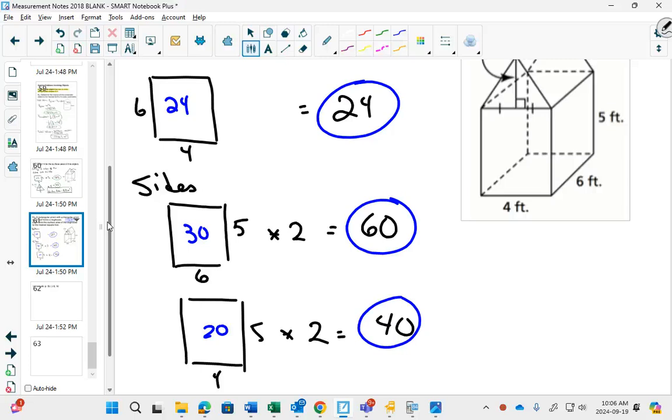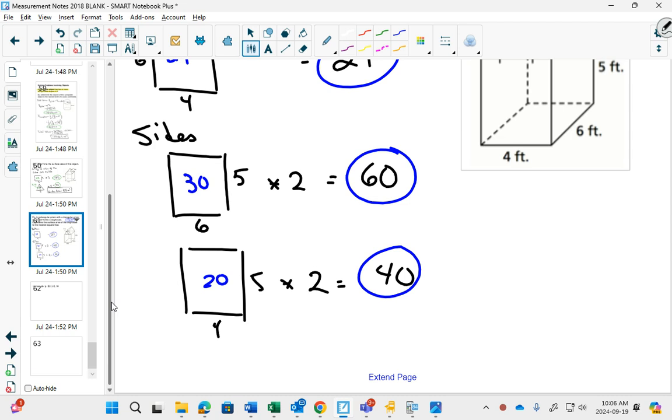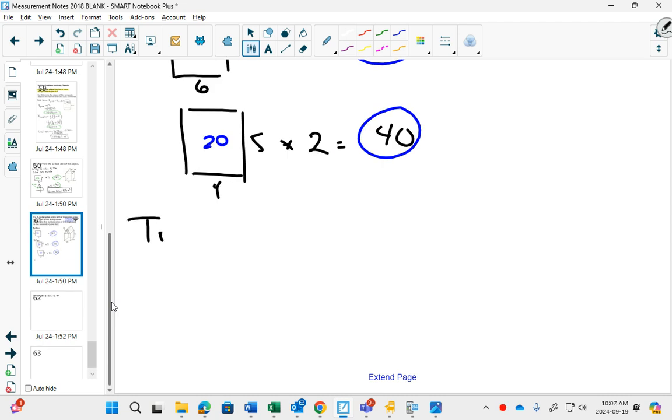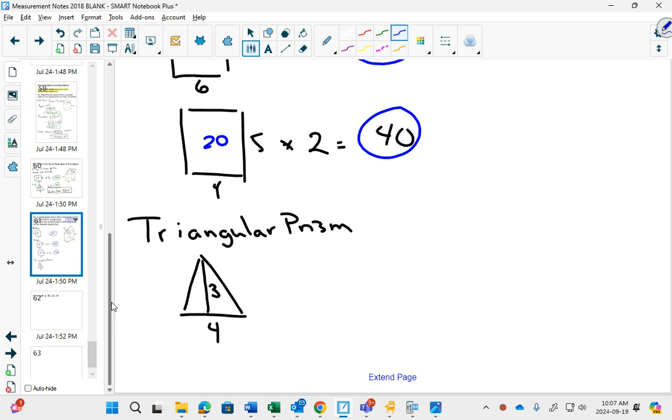Now we have to go to our triangular prism on the top. And our triangular prism on the top has triangles. And in that triangle, we know that the base is 4, the height is 3. Base times height divided by 2 will give us 6. And do you see that you have 2 of those triangles? That gives us 12.